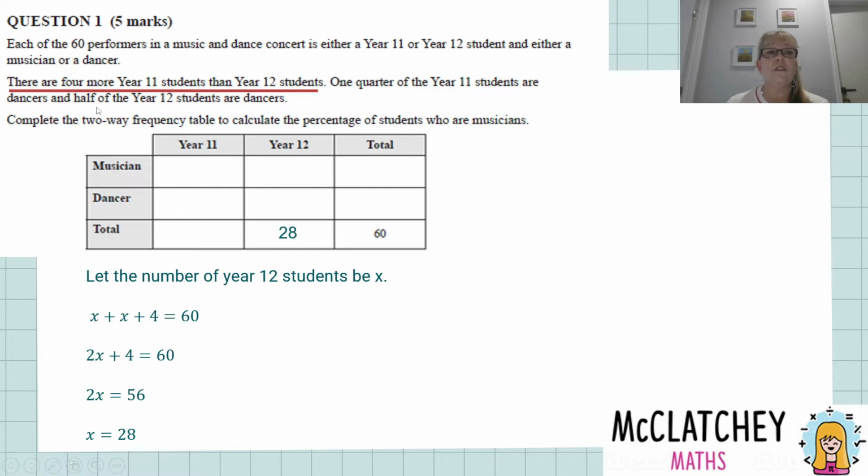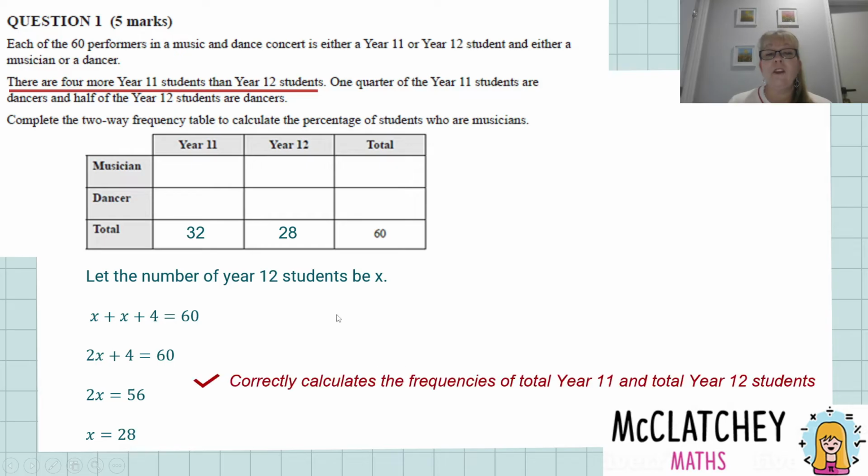Now because I know that there are 4 more Year 11 students, 28 plus 4 makes 32. I could pop that under the Year 11. And I could just double check my work. Yes, these two add up to 60. I've done it correctly. And I'm actually going to get my first mark, first of 5. So on a winner here. Let's go to the next step.